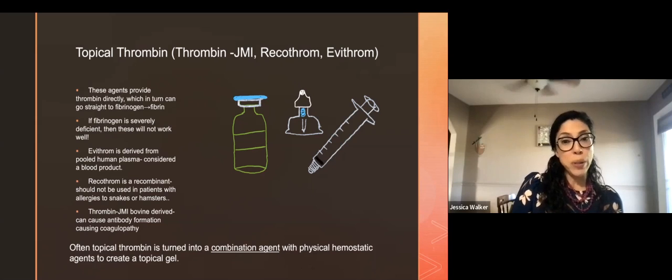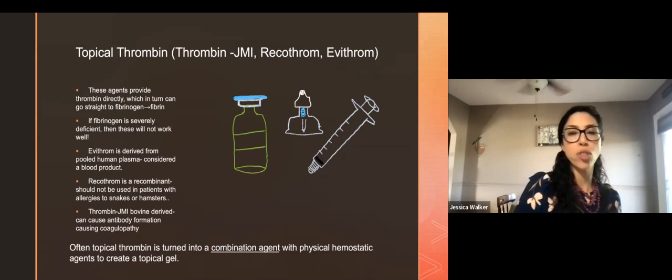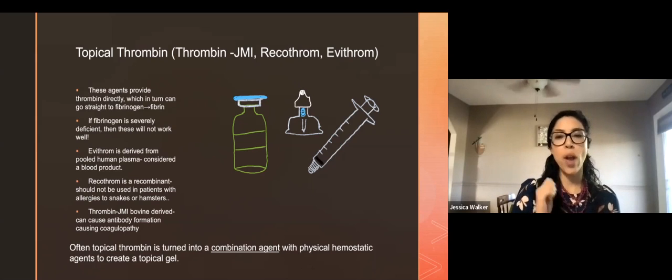And how do you use it? Most of the time, for what I was reading, you can add it once you have it on the syringe, add it to your surgical site. Or most commonly, they will combine it with another agent, not Surgicel, not cellulose-based, because this would deactivate these products, but most commonly gelatin.